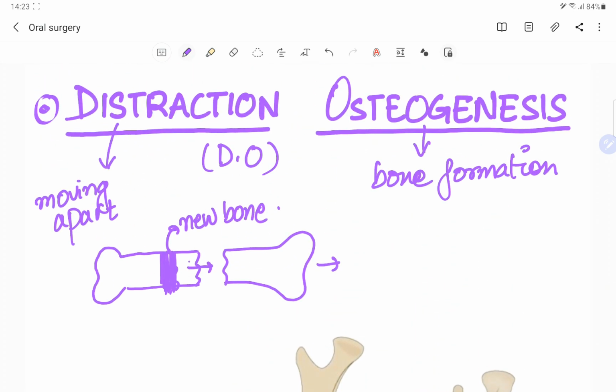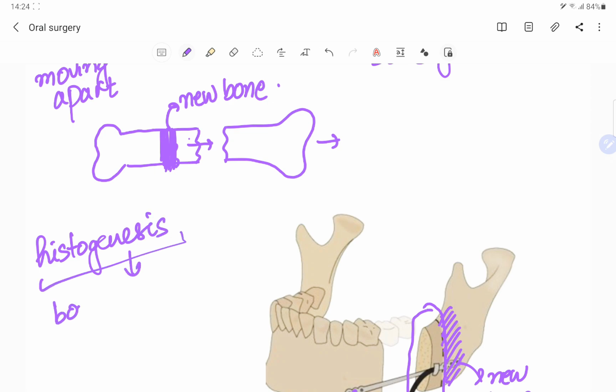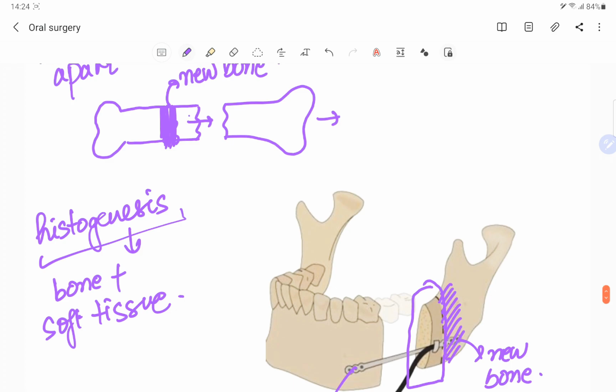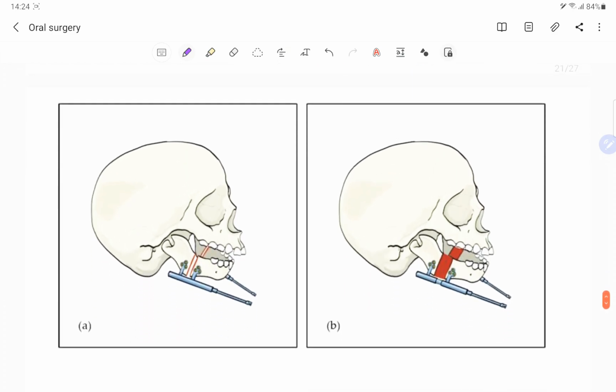Now there is no requirement for a bone graft or rigid fixation of a bony fragment, since we can establish new bone. There is histogenesis occurring at the bone. Not only is the bone growing, the surrounding soft tissues are also growing. So there is no requirement for a bone graft or donor site morbidity. We do not require another site to be prepared in order to regenerate new bone. So we have certain steps in distraction osteogenesis.